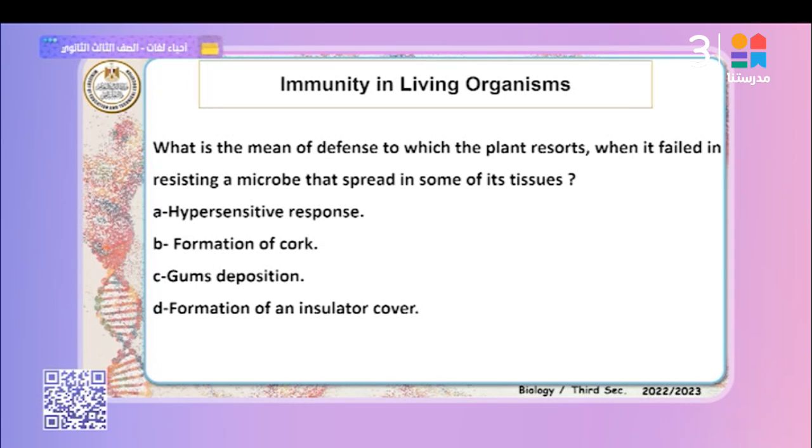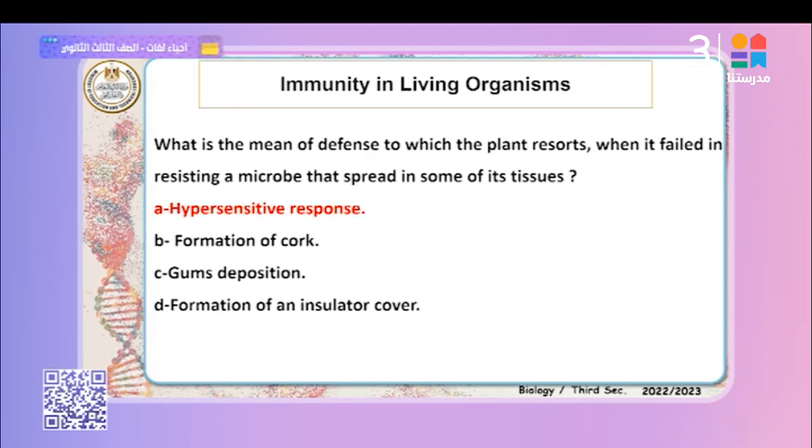Again, returning to the question: what is the means of defense to which the plant resorts when it is resisting a microbe that has spread in some of its tissue? Hypersensitive response is the best answer, to get rid of the damaged tissue and prevent spreading. Formation of cork is induced structural defense. Gum depositions are induced structural defense. Formation of insulating covers is called cellular immunity structure. The best answer is A. That's right.